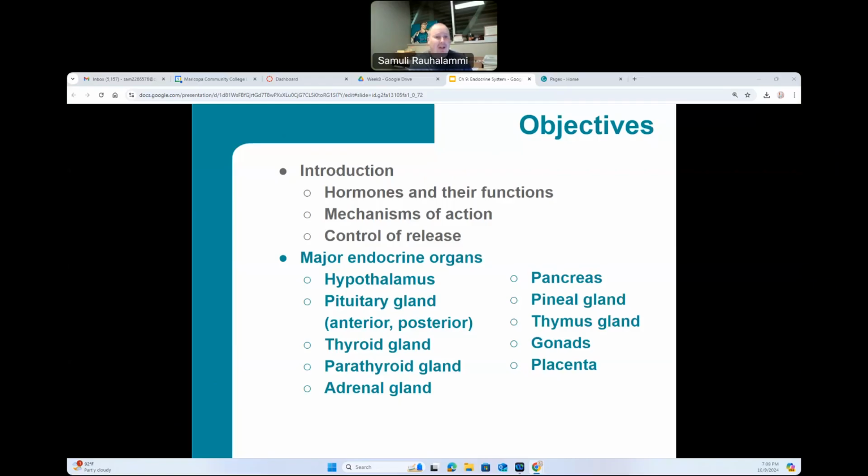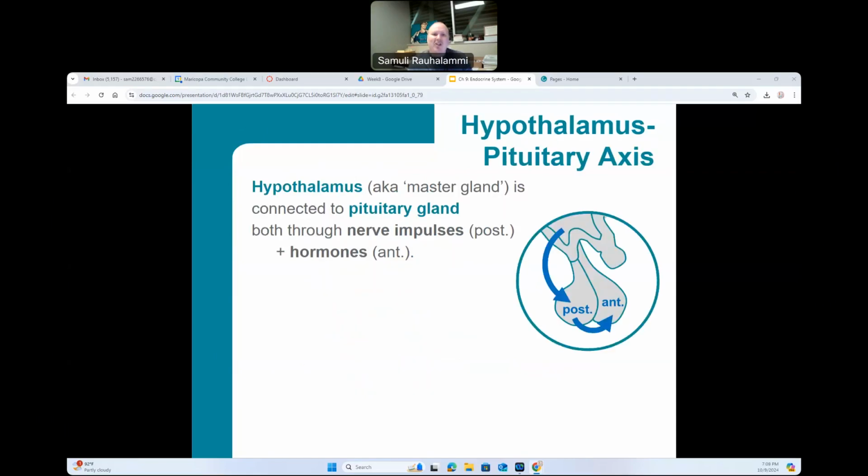So we'll talk briefly about the hypothalamus, pituitary gland, the two lobes of the pituitary gland, thyroid gland, parathyroid gland, adrenal gland, pancreas, pineal gland, thymus gland, gonads, and placenta. So let's get started. I wanted to start by introducing the hypothalamus.